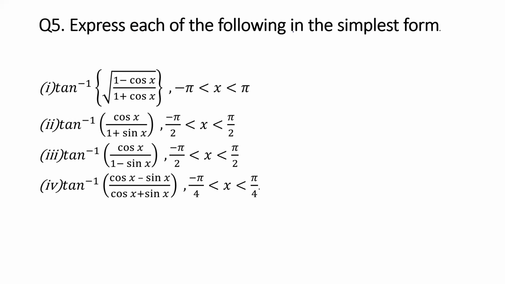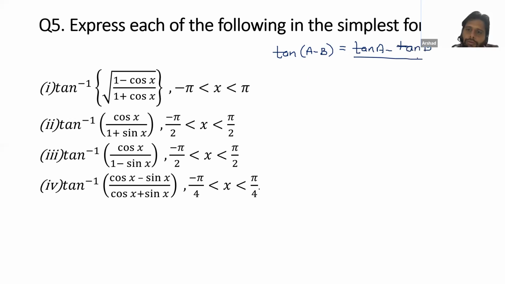Okay, but please check here. What is the formula of tan A minus B? It is tan A minus tan B, divided by 1 plus tan A into tan B. Please learn all the formulas. So we have this one.